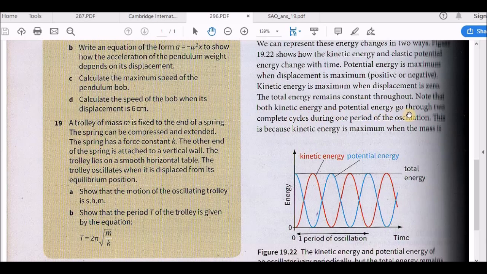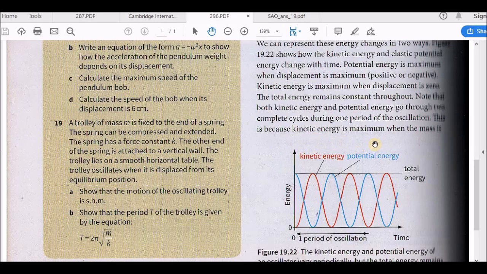Note that both kinetic and potential energies go through two complete cycles during one period. One period means one complete oscillation. You can see 1, 2 cycles for kinetic energy, and also 1, 2 cycles for potential energy. That's what they mean by this.